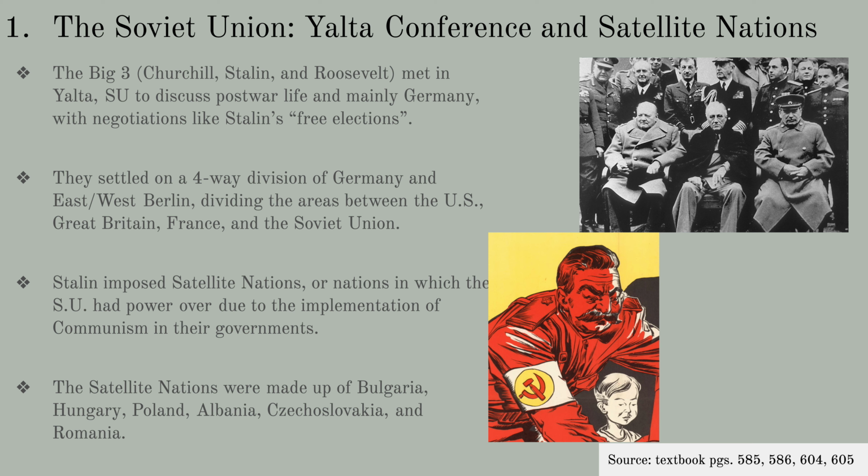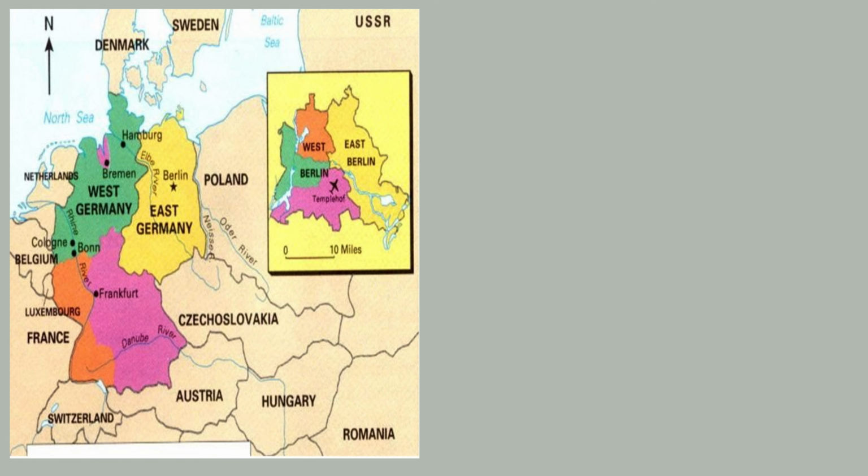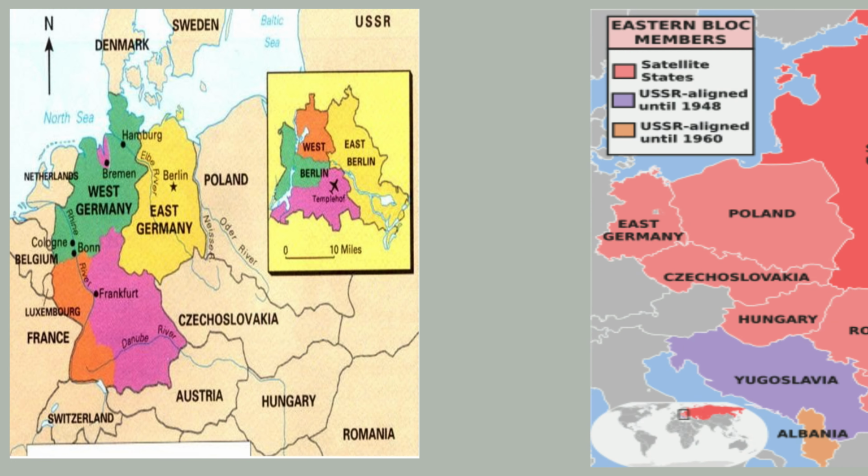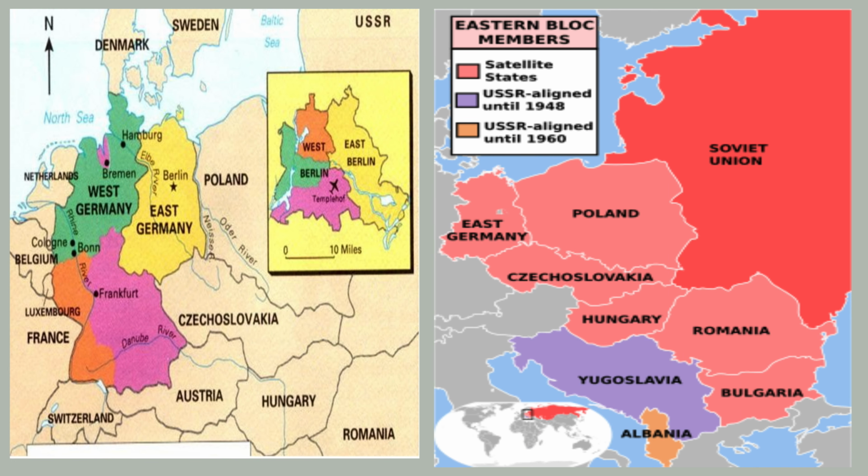Stalin imposed satellite nations, or nations in which the Soviet Union had power over due to the implementation of communism in their governments. These satellite nations were made up of Bulgaria, Hungary, Poland, Albania, Czechoslovakia, and Romania. The picture on the bottom left is Stalin representing communism, and the picture on the top right is the Big Three in Yalta. This map represents the division of Germany as well as Berlin, and the second map represents the satellite nations.